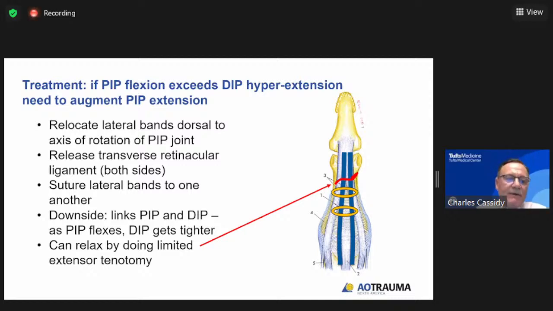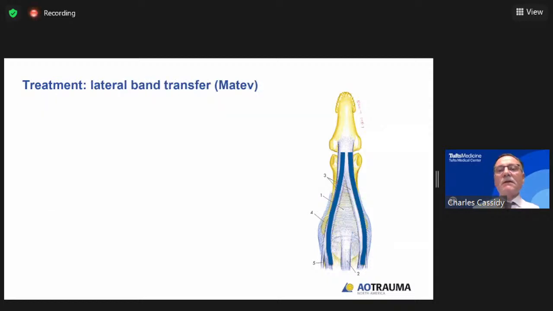Sure. I'm kind of poo-pooing this method, but it's simple, and you can certainly do it. People do it for silicone arthroplasty through a dorsal approach, but it does compromise the total digital flexion because they're connected, right? More PIP flexion, less DIP flexion.